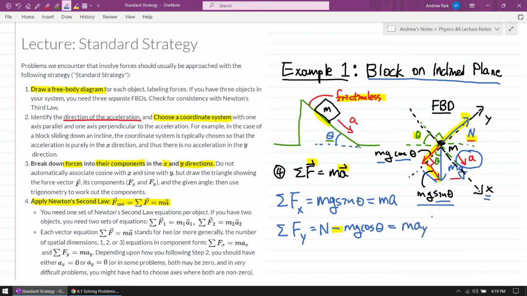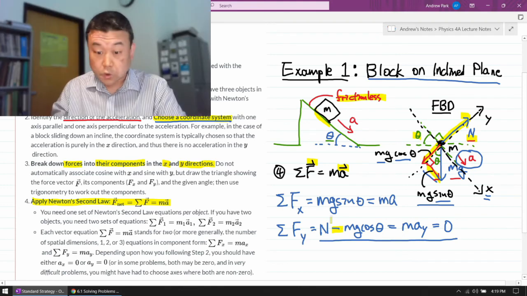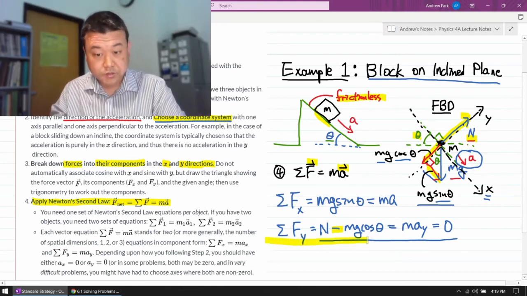Now here, the way we chose our coordinate axis will make the y component of acceleration 0. So this is equal to 0. And this is really why we choose our coordinate system the way we chose it, so that the second of our equations is a bit simpler than the other one. Because whenever an equation has everything equal to 0, there are things that cancel out. It makes life easier most of the time. So this is the end of the standard strategy.